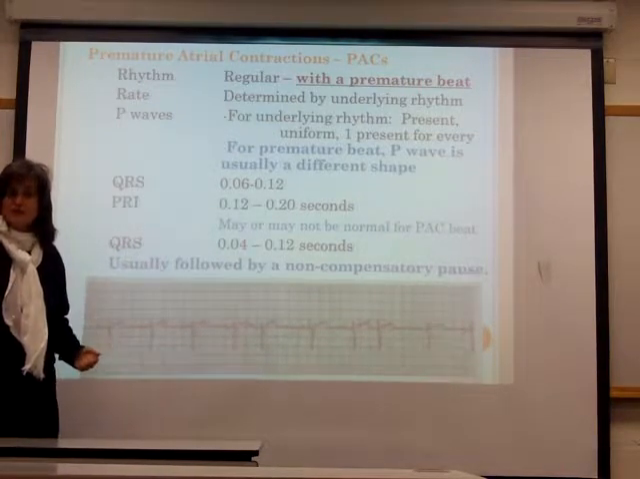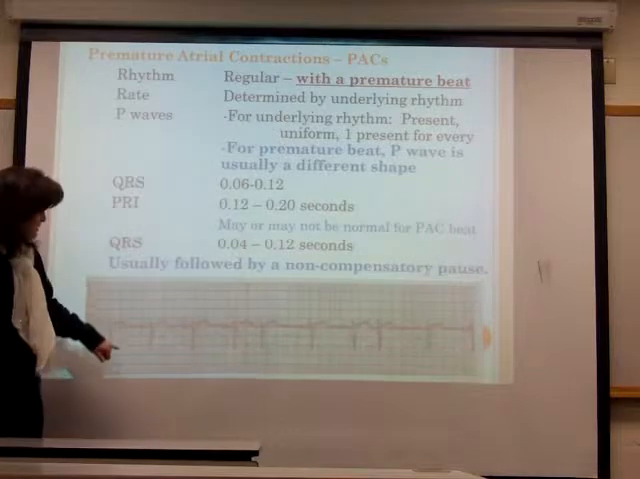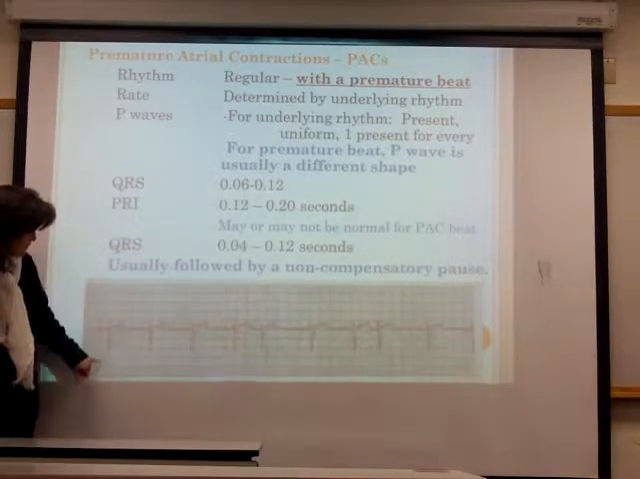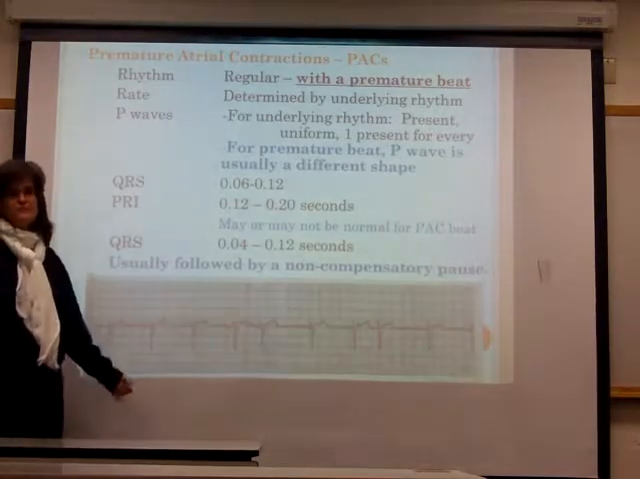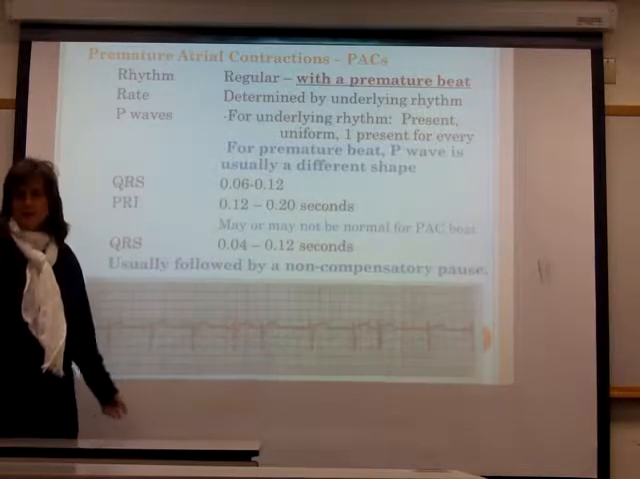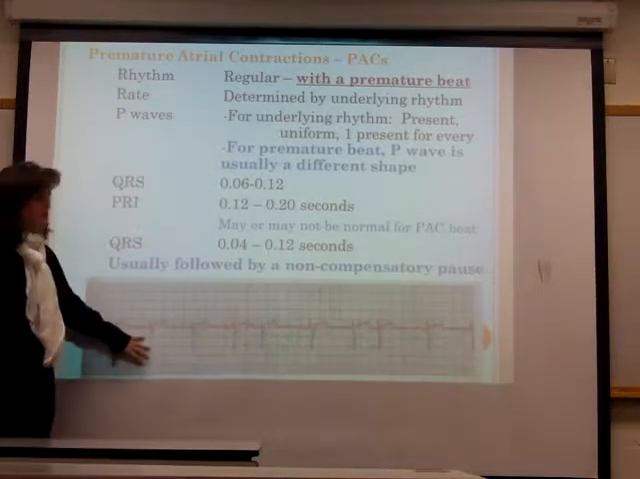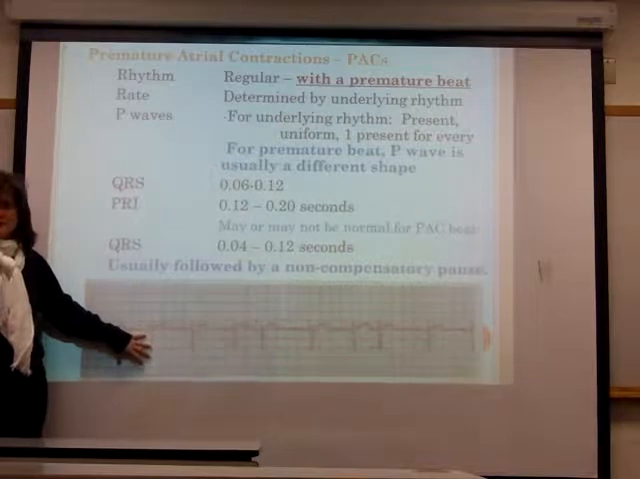Well, because it's regular, I can calculate a heart rate. So I'm going to count the big boxes here, and there's 4 big boxes, 300 divided by 4, that's 75. So calculate it, you can do that with your calculator. But it's well within what we call normal sinus rhythm, okay?